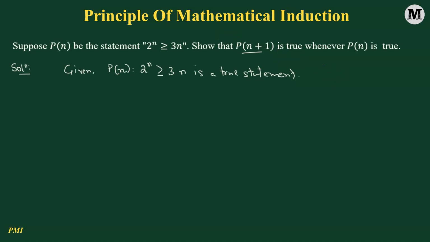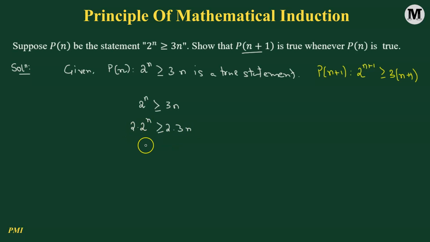In other words, we'll need to show that P(n+1), such that 2^(n+1), must be greater than or equal to 3 times (n+1). Okay, so how shall we do that? We'll use the statement that 2^n ≥ 3n. We're going to multiply both sides by 2, such that we have 2 times 2^n ≥ 2 times 3n.